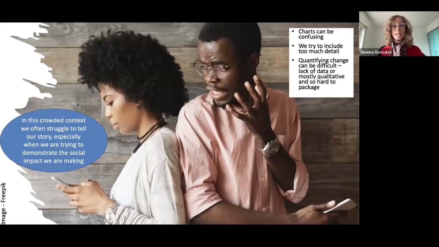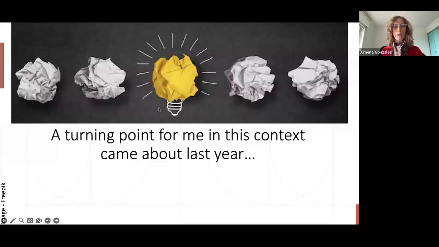So in this crowded context, we often struggle to tell our story, especially when we are trying to demonstrate the social impact we are making. In terms of data, we generally use charts, but these can be quite confusing. I find we often try to include too much detail, and then quantifying the change can be difficult. There's either a lack of data or you mostly have qualitative data, and that's quite hard to package. So what do we do? This is a tough situation.